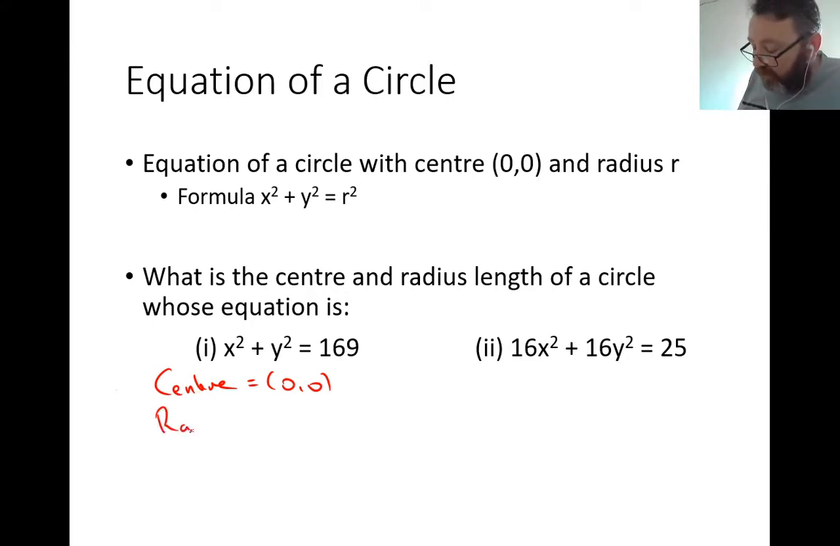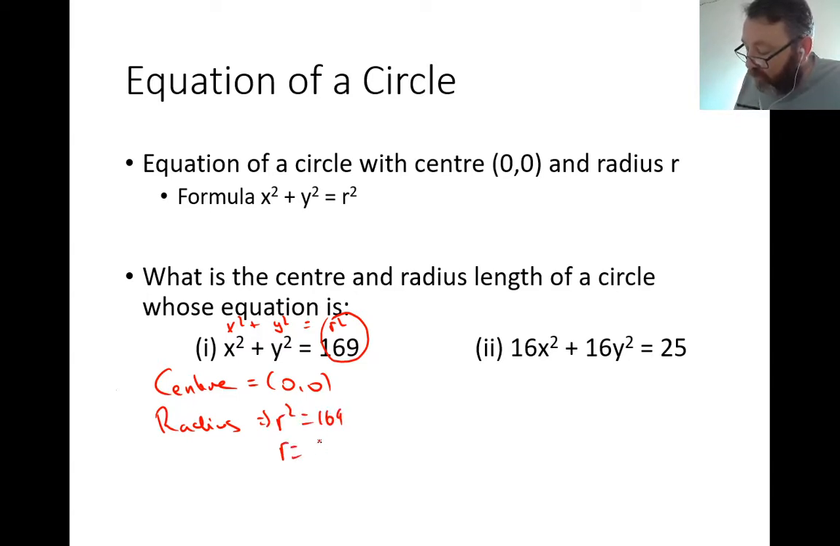And the radius is equal to, now what I would sometimes do here is write down the formula that this is based on. It's based on x squared plus y squared equals r squared. So that means that r squared is equal to 169, which means r will be the square root of 169, which is 13. So your centre is 0, 0, and your radius is 13.